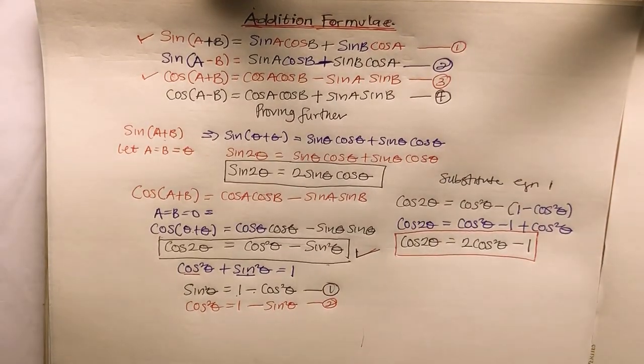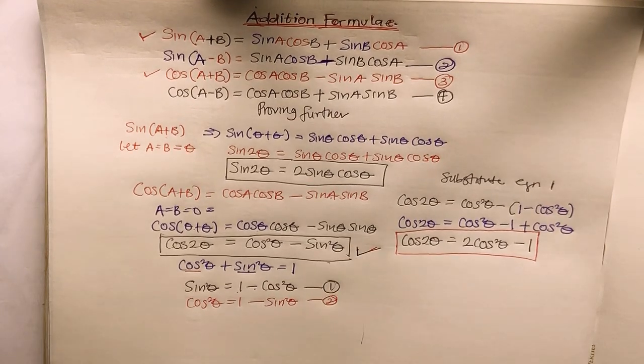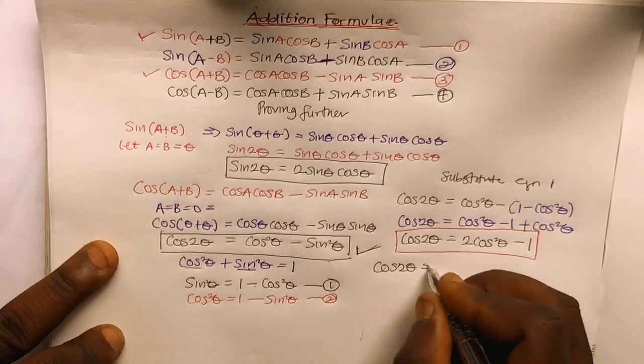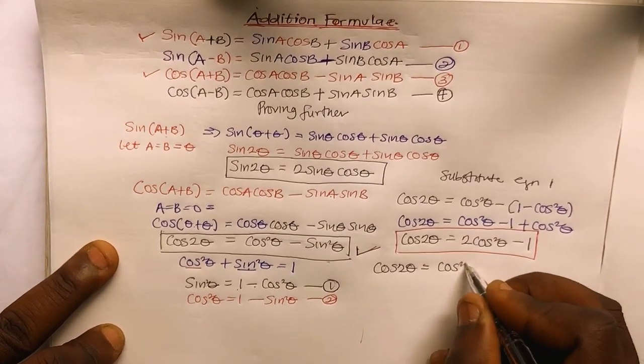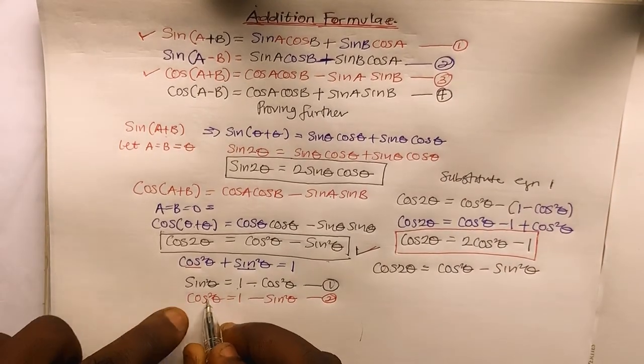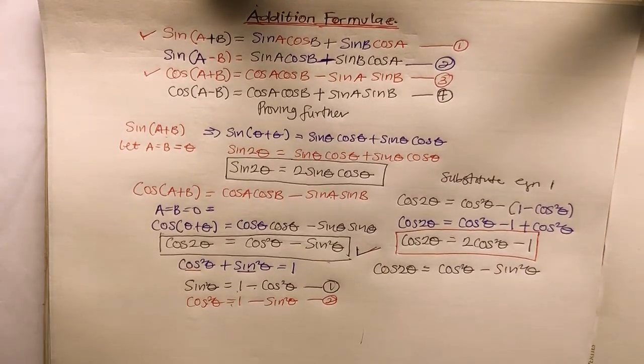Can you see this? Then what other thing can we do here? We can just go ahead and substitute the value of the second equation into this second formula. We are going to have cos 2 theta, which is also the same as cos square theta minus sine square theta. But from this, your cos square theta equals 1 minus sine square theta. Then try to put it here.